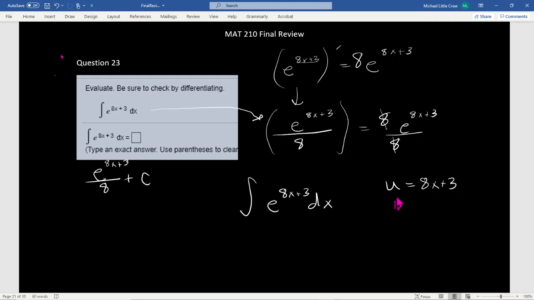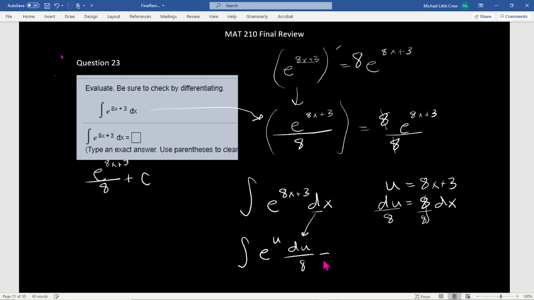Okay. Now we've got our u, so we're going to substitute. It's going to become e to the u. We still have this dx. So what is dx? Well, we've got to take the derivative of both sides. du. The derivative of this side is going to be 8 dx, because we took the derivative of x. Divide both sides by 8. See where that 8 comes from? So here it cancels. So dx is equal to du over 8. And so we replace this dx here with du over 8.